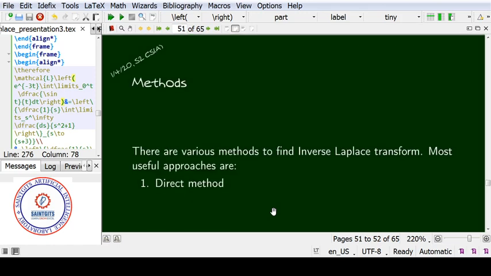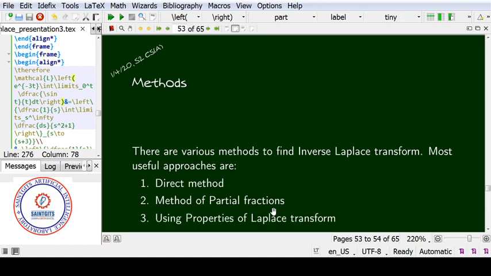Now, how to find inverse Laplace transform? There are various methods. The basic and most simple way is using direct results. The second one is the method of partial fractions. Instead of very complicated expressions in s, we write it in the form of simple fractions, then we can find L inverse using the standard results. The third approach is using properties of Laplace transform. For example, L inverse of f bar dash of s, that is, L inverse of a derivative, leads to minus t into f of t.